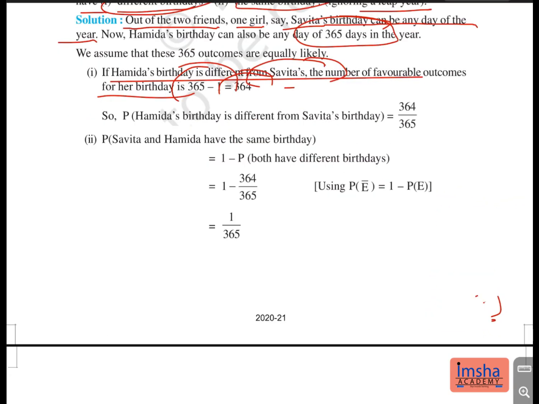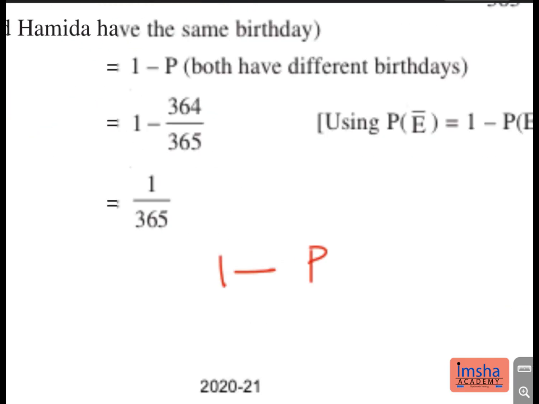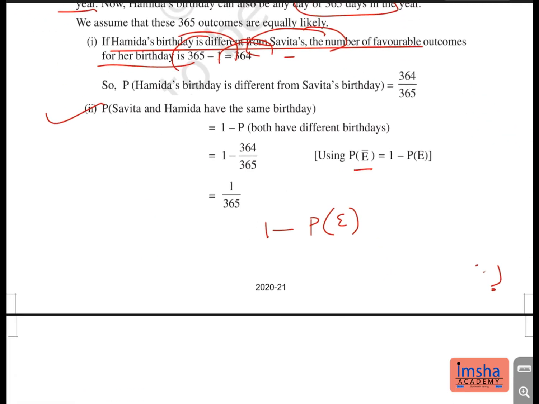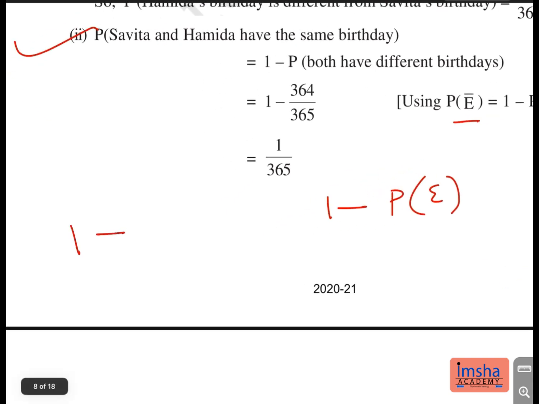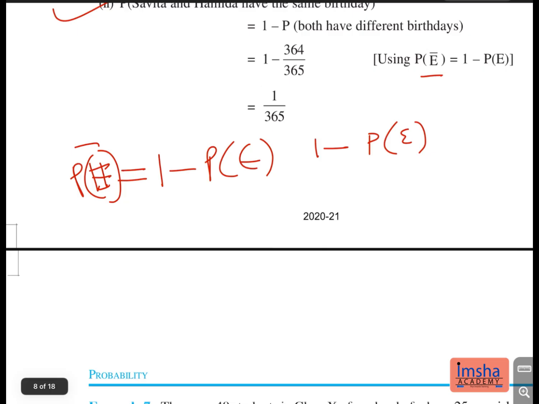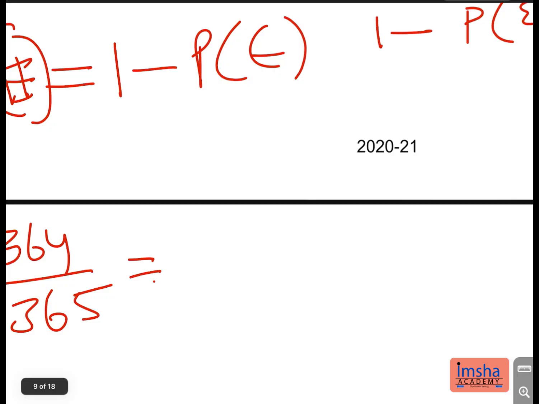Now we'll see the event happening, meaning the birthday will be on the same date. For that we use the event not happening. The formula is P of E bar, the event not happening, is equal to 1 minus P of E, the event happening. So P of E bar is nothing but 364 divided by 365, which is equal to 1 minus the event happening, that is, birthday on the same date.